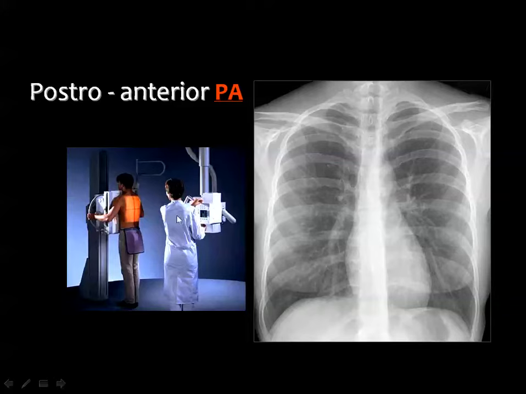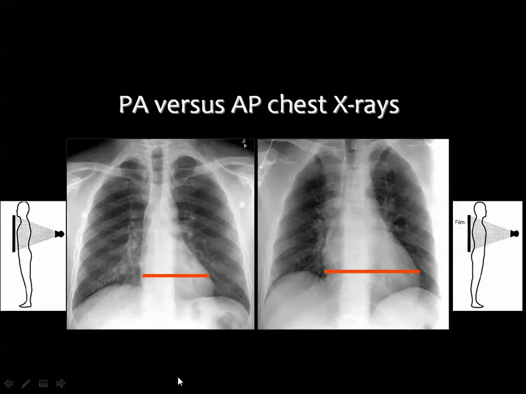Then if the x-ray beam is entering from the back, this is postero-anterior. If the patient is facing the x-ray tube, this is an anteroposterior view. Then one may ask, what is the difference between both? And here is the difference. This is the postero-anterior view, and this is an anteroposterior view.